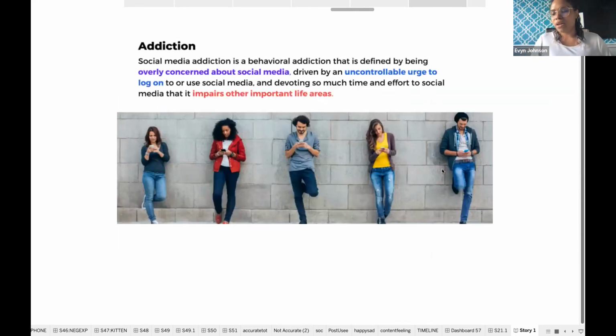So what is addiction? According to the Addiction Center, social media addiction is a behavioral addiction that's defined by being overly concerned with social media, driven by uncontrollable urges to log on or use social media, and devoting so much time and effort to social media that it impairs your important life areas. So addictive social media use can look very much like people who are addicted to drugs and alcohol, because it has much the same reactions, like you would drop everything to be on social media.